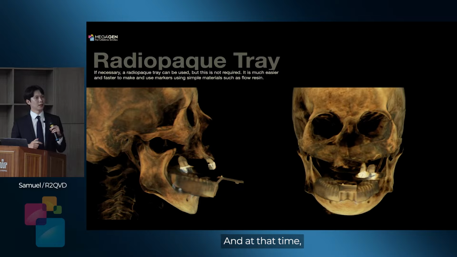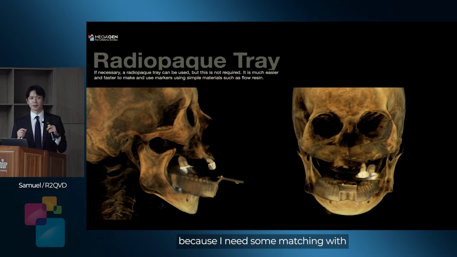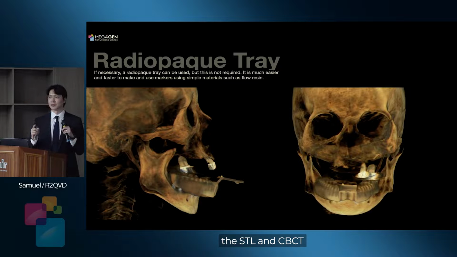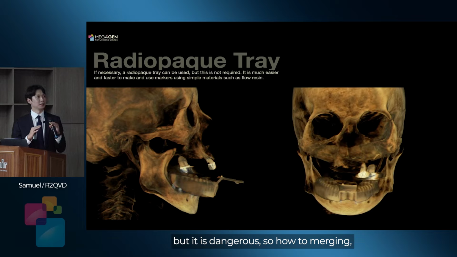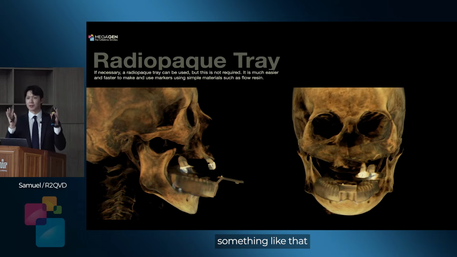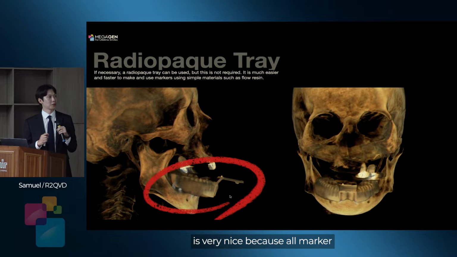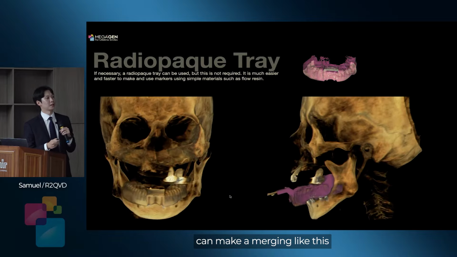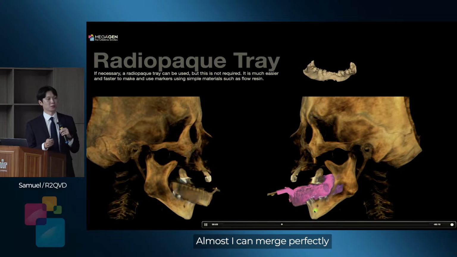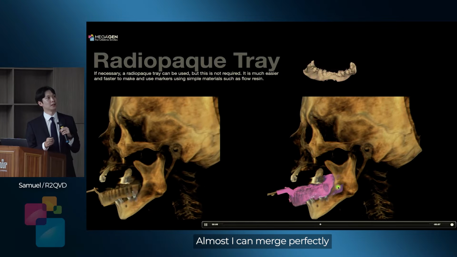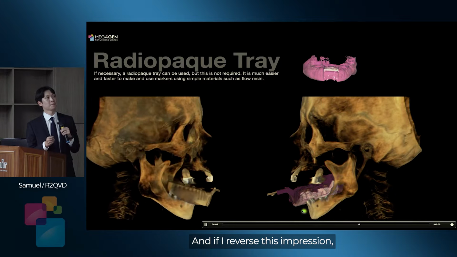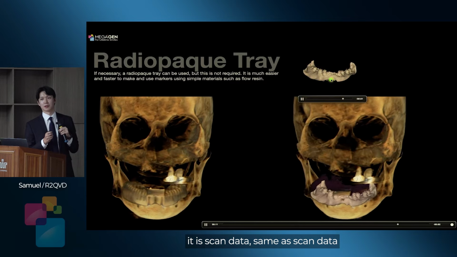Okay, and at that time I had so much to think about because I needed matching between the STL and CBCT. I need some landmarks, but the patient is edentulous, so how do I merge them? So I used the radiopaque tray. This radiopaque tray is very nice because all the markers can make a merge like this. I can merge almost perfectly. And if I reverse this impression, it is the same as the scan data.